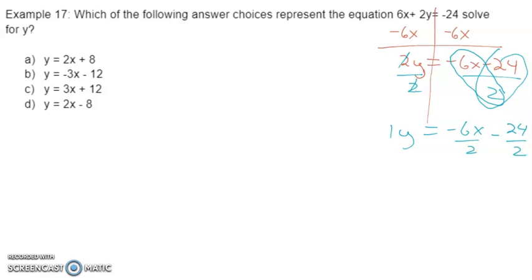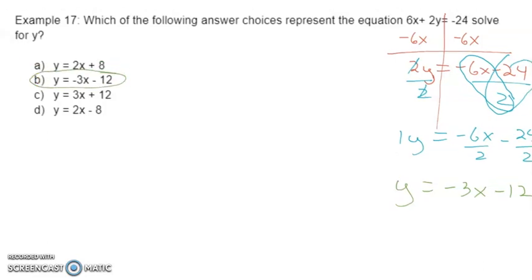Now, negative 6 divided by 2 is just going to become negative 3x. And then negative 24 divided by 2, that's going to become negative 12. And then instead of 1y, I'm just going to write y. So my correct answer is going to be B. Alright, make sure you do the U-try problem for 17. Let's go ahead and look at example 18.